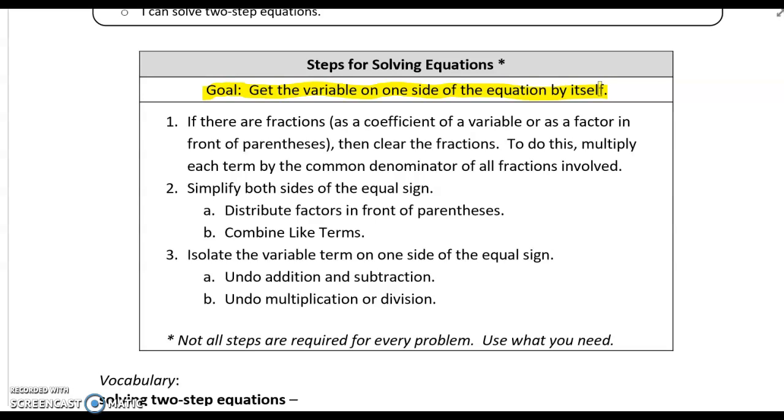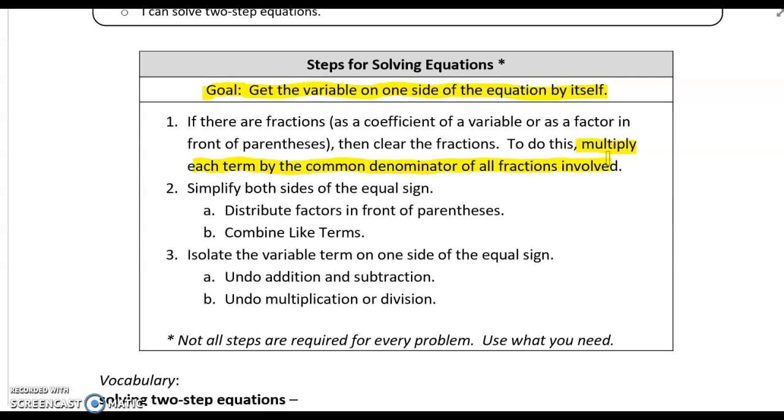Here's the method. You're going to multiply each term. This is an important part: when you are looking to clear out fractions, you clear out the fraction by multiplying each term by a common denominator of all fractions involved in the equation.